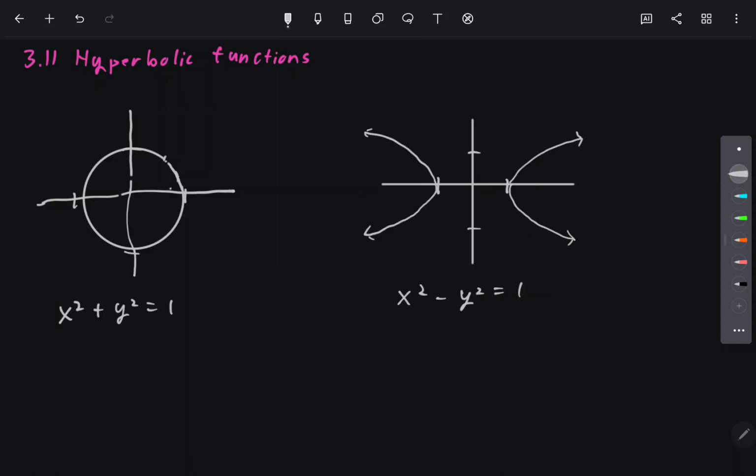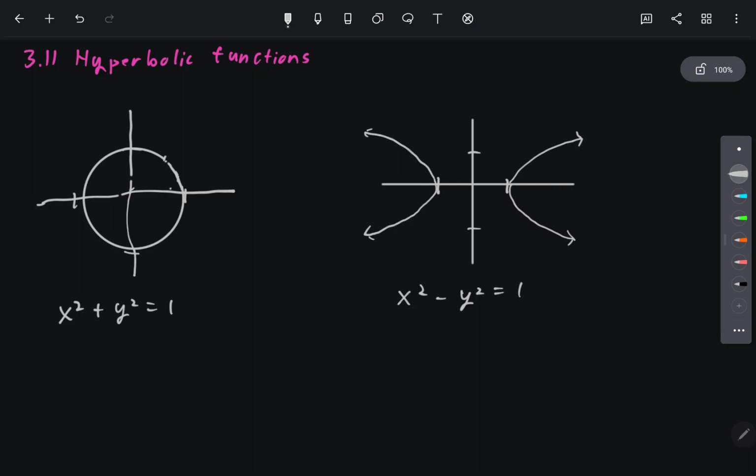So to start out, I need to show you two graphs here, and you may recognize both of these graphs. Some of you may not. However, all you need to really know here is this left graph is the unit circle, and this right graph is the unit hyperbola. And as we'll see, these two graphs are the basis of two very similar categories of functions.